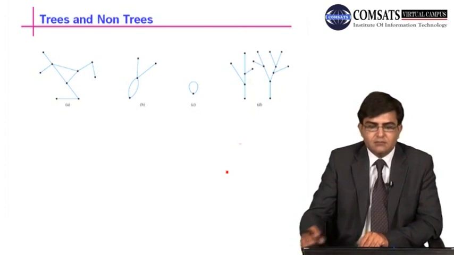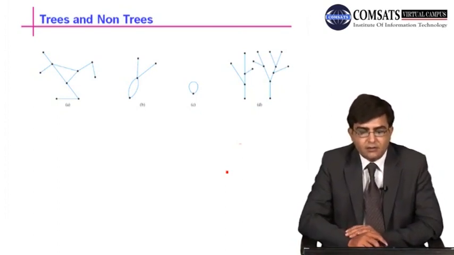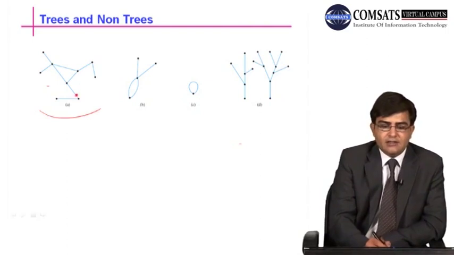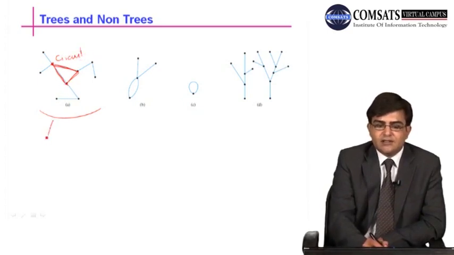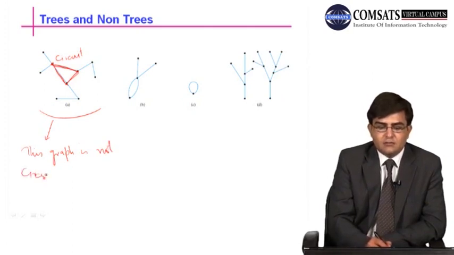Now some examples of graphs which are not trees. This one is not a tree because it has a circuit, because starting from here, we can come back here. So it's basically a circuit here. So it's not circuit free. This graph is not circuit free, so it's not a tree. This is a non-tree.